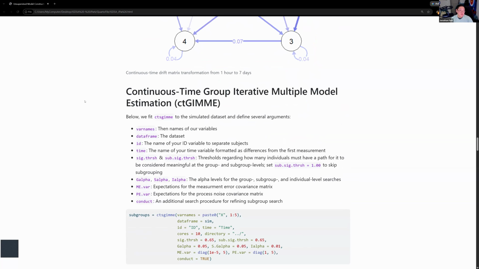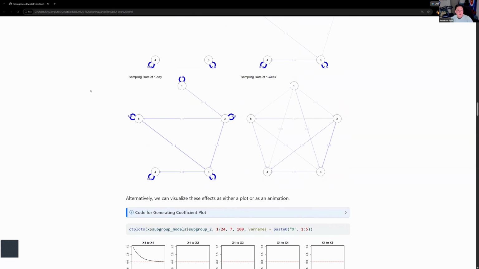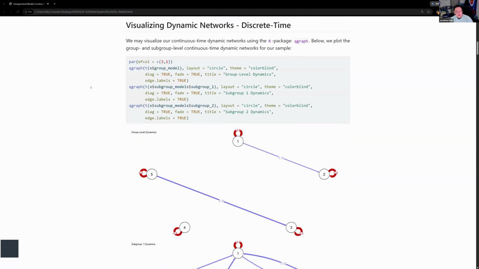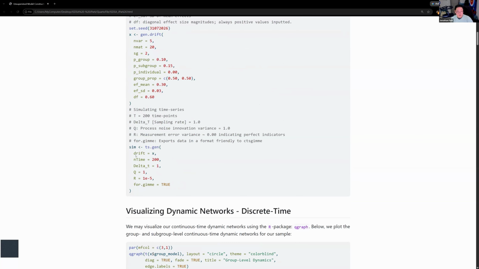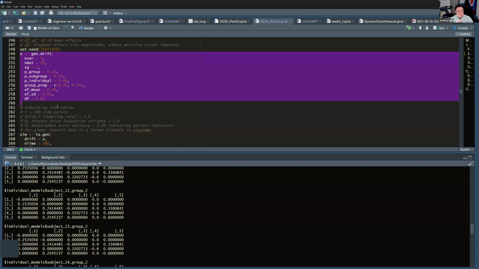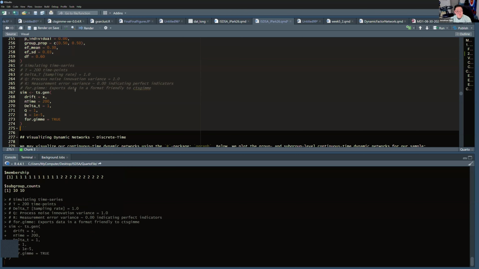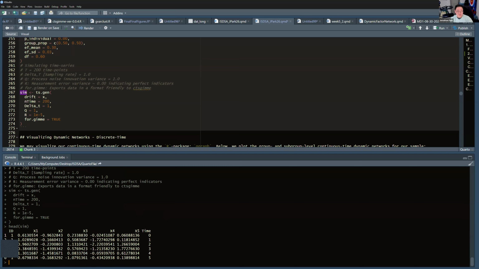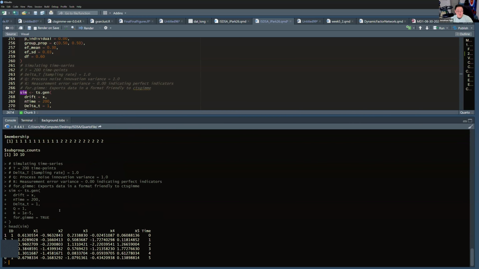Finally, for actually fitting a continuous time GIMME model, you're going to need specific arguments and specific forms of your data. Luckily, the way that we generate our data is going to be directly how you want the data to look. So if you inspect this sim object, which I'll generate now, let's look at the head of sim. This is basically the form that we want our data to be in.